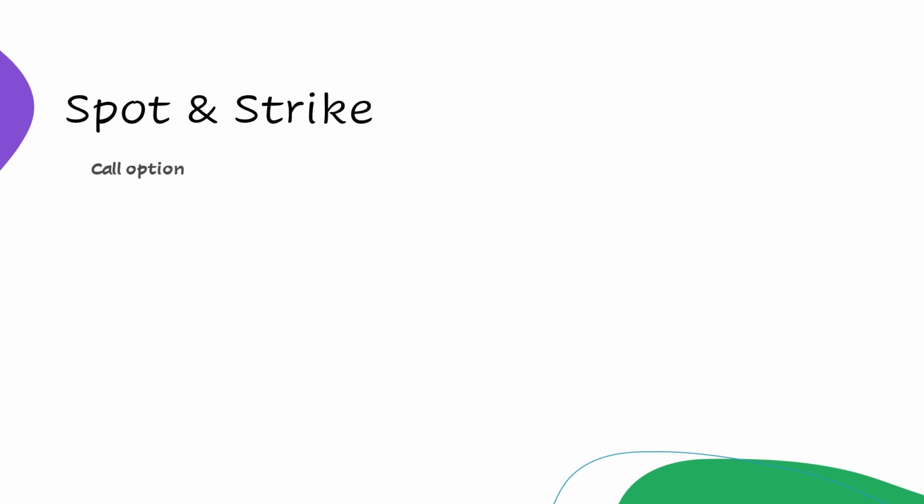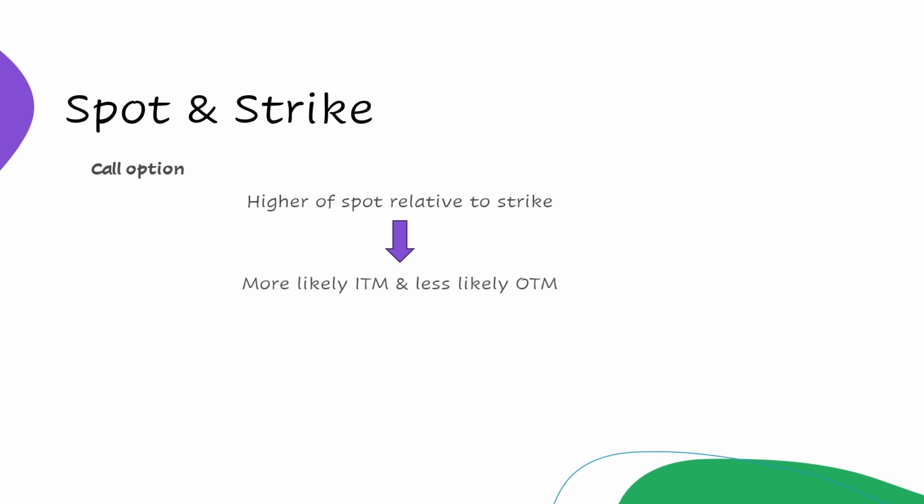First 2 parameters are spot price and strike price. For call option, higher spot relative to strike means more likely for the option to expire in the money instead of expiring out of the money. Thus, price of call is more expensive. This is exactly the property that allows traders to put on bullish bet on underlying asset with call option.